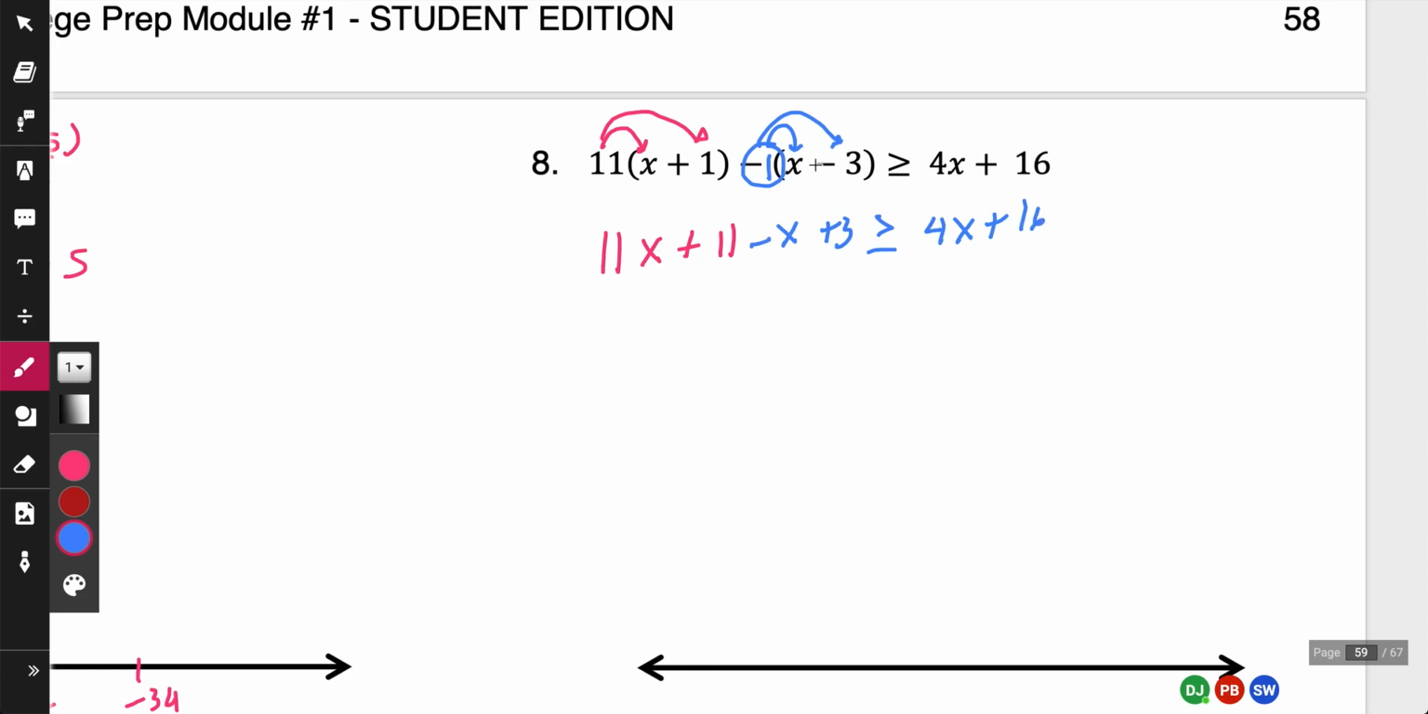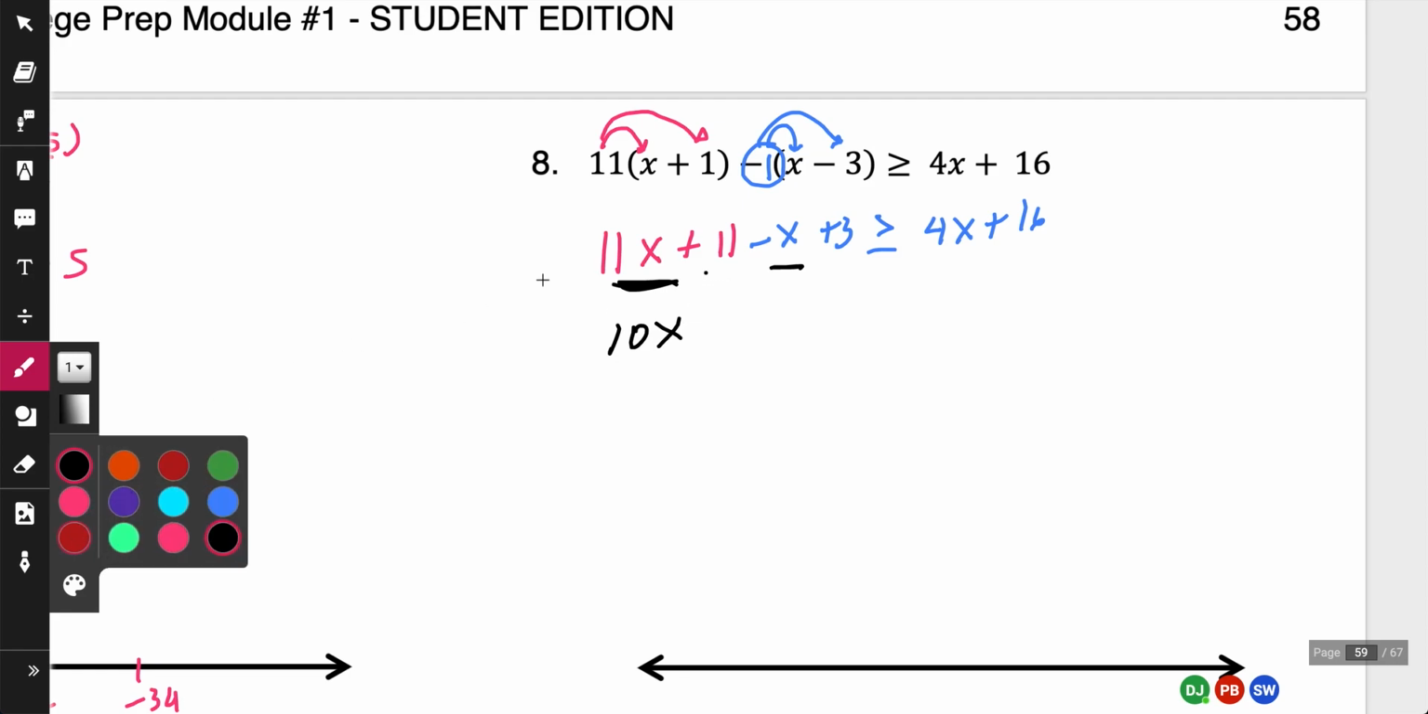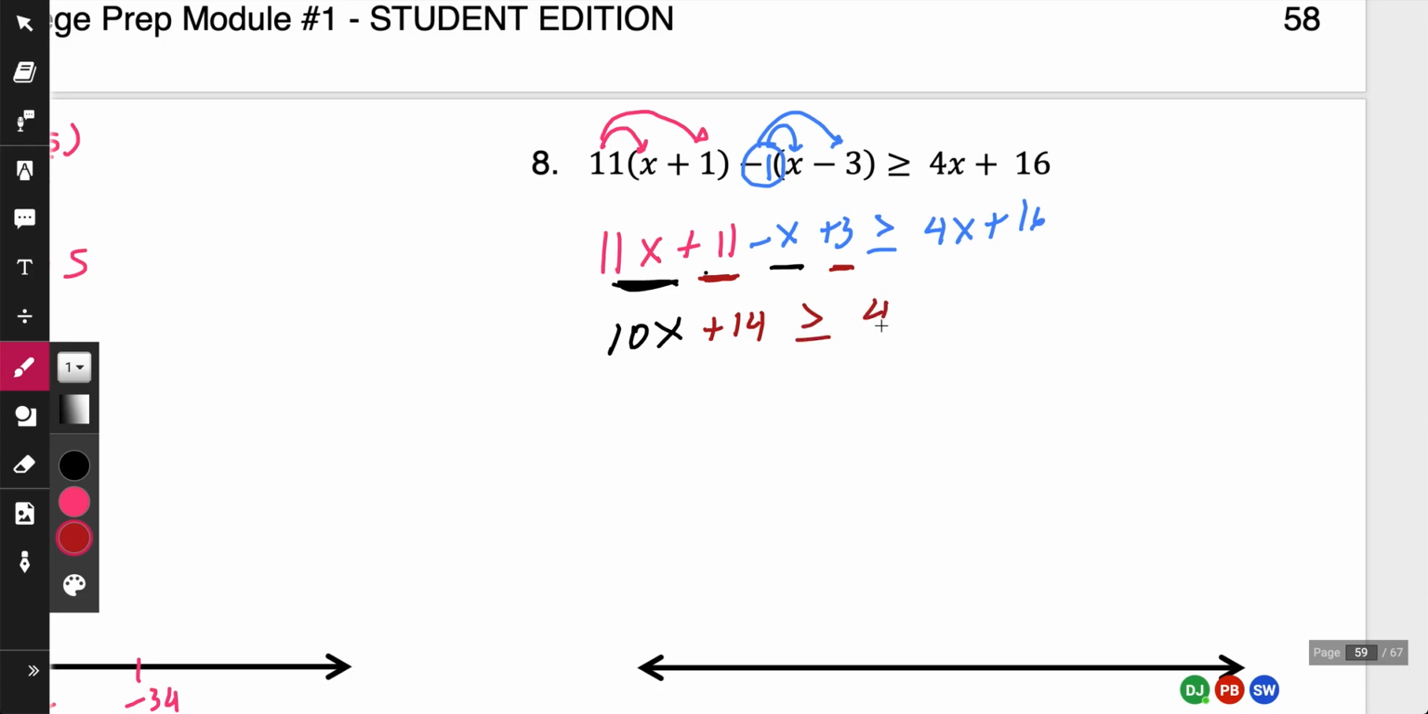Looking at the left-hand side, I need to combine like terms. I can combine this 11x minus x to get 10x, and I can combine this 11 plus 3 to get positive 14. And then I still have the greater than or equal to 4x plus 16. From this point now, guys, I want to get the x's on the same side as the inequality. What I'm going to choose to do is minus 4x on the left and right side. That would eliminate these x's to have 6x plus 14 is greater than or equal to 16.